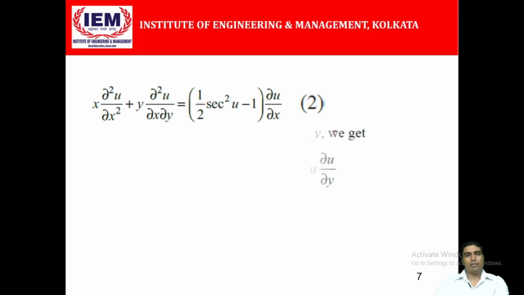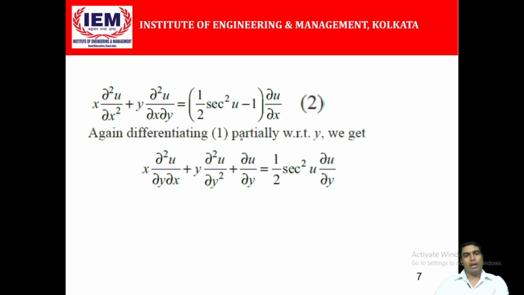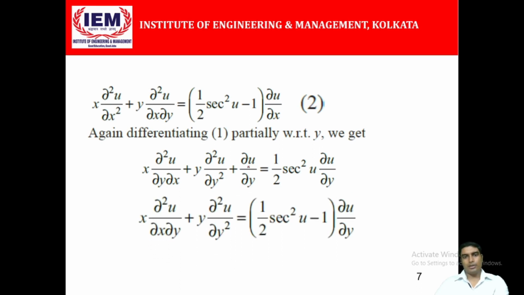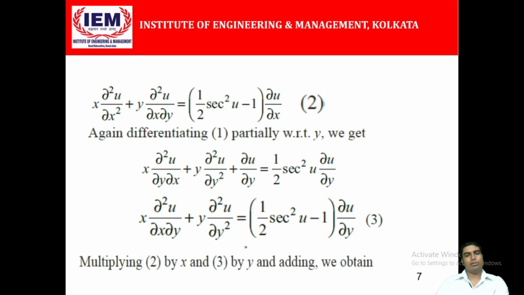I write down this is number 2. Next I'll differentiate the first equation with respect to y, similarly like the u v derivative, and I'll get this equation, and again I'll take del u del y to the right hand side. I write down this is equation number 3. Now what I'll do is multiply equation number 2 by x and equation number 3 by y. So all the terms will be multiplied with x here, and all the terms will be multiplied with y here, and I'll add both.